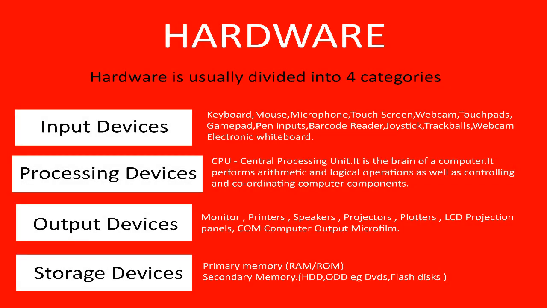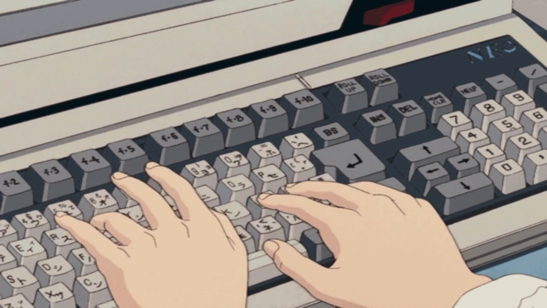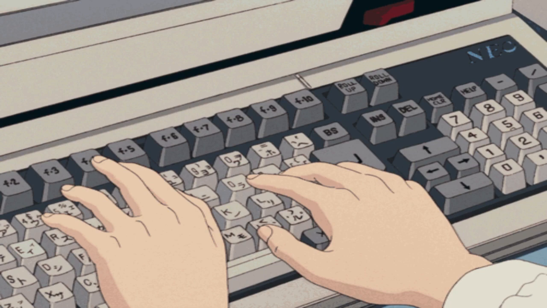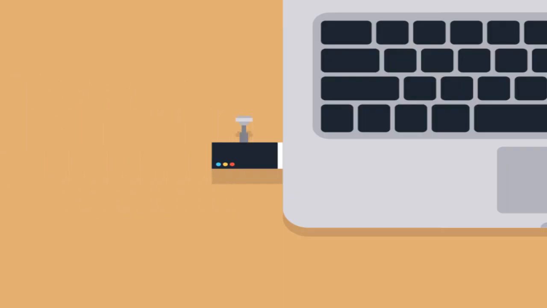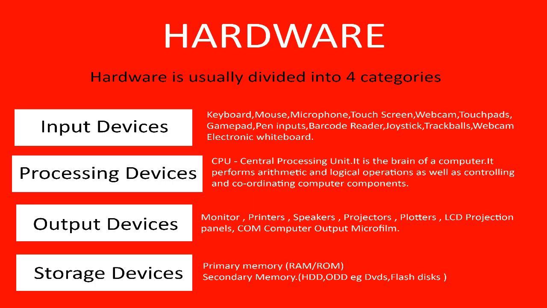Hardware is usually divided into four categories. We have the input devices, the processing devices, the output devices, and the storage devices. For the input devices, you can see the examples. These are devices that key in the information. For example, we have the keyboard, the mouse, the microphone, the touch screen, and the webcam. You can see the input devices.